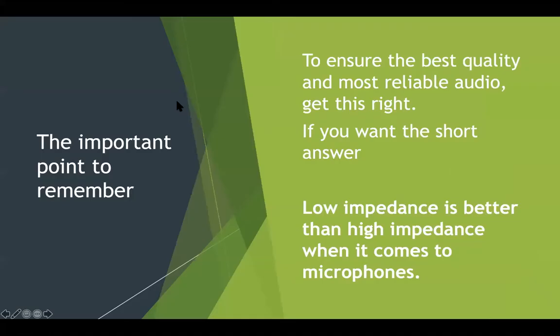So back it up. Remember the important point. Low impedance is better than high impedance, right? Professional quality microphones, professional grade microphones are low impedance. 300 ohm, 150 ohm, anything low. Anything in the thousands of ohms, 5,000, 10,000 is high impedance, low quality, right? Usually. Not suitable for professional use, okay?